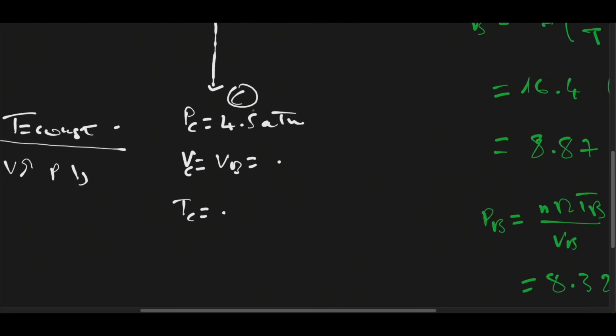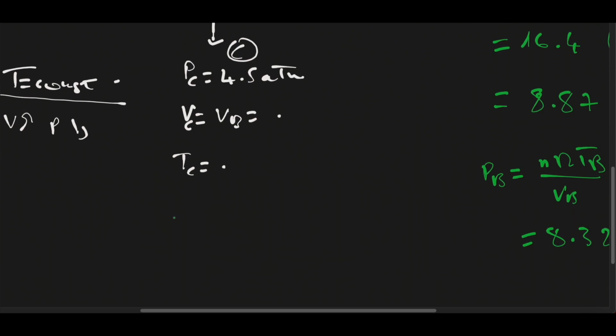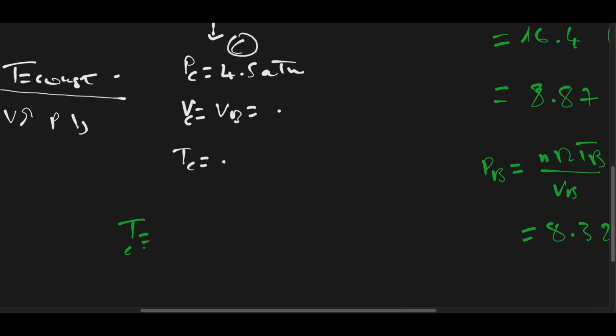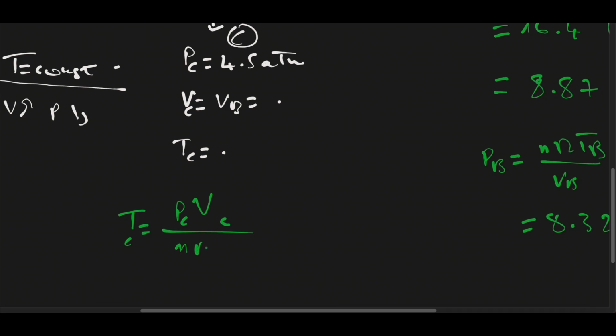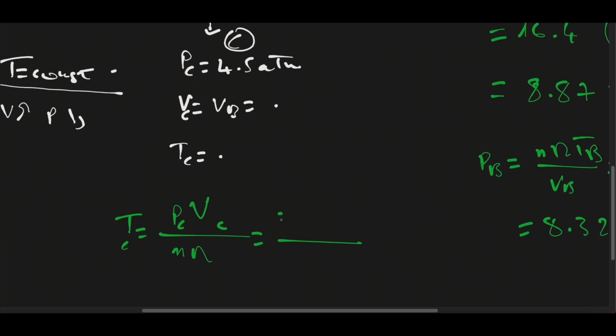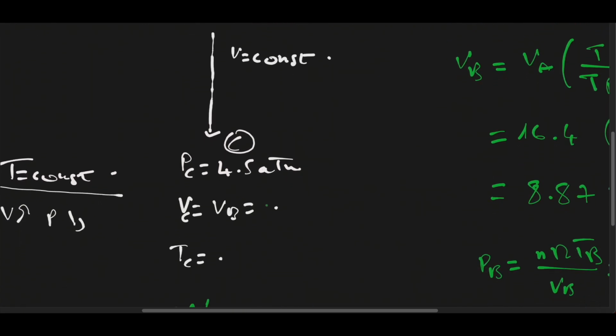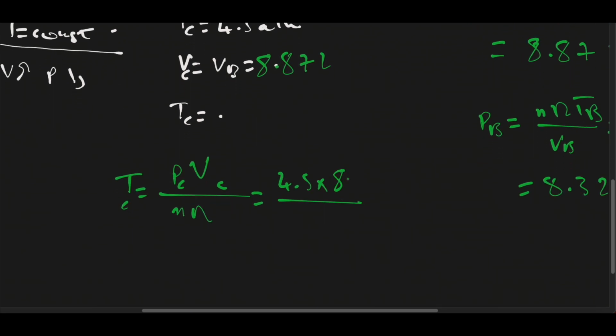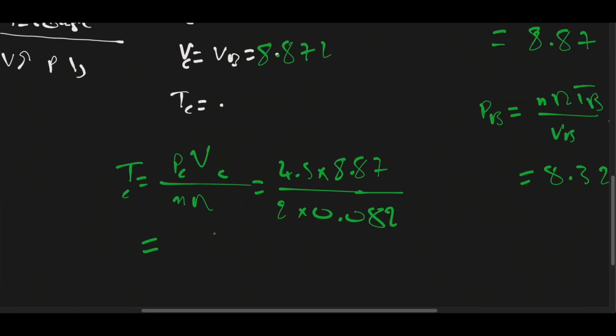Now let's move on to the state C. Here we'll determine the temperature in this state. It is determined from the perfect gas equation. It's equal to P and V in state C over n and R, which is here 4.5 times, because it is an isochoric change, the same volume, 8.87, over 2 times 0.082, and we get a value of 243 Kelvin.